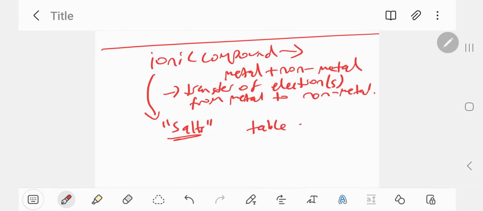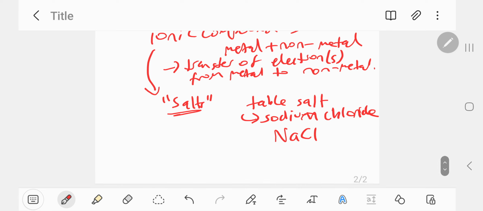Table salt is also known as sodium chloride. That's right, the chemical symbol for sodium chloride. Sodium is Na, chloride is chlorine, Cl.